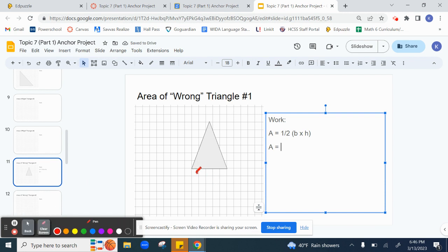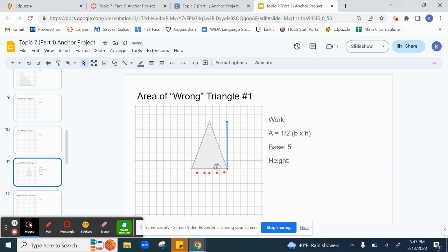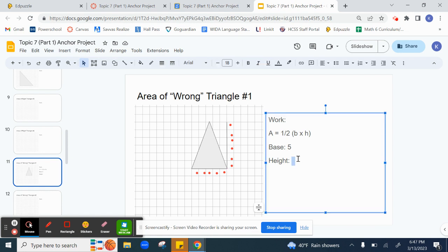Our base at the bottom is 1, 2, 3, 4, 5 units. So our base is 5. Now let's count our height. First, I need to make a height line, though, because we need to make a right angle. Remember, a height makes a straight line or a right angle. So we're going to put a height line from the bottom up to the top. Now let's count our height line. 1, 2, 3, 4, 5, 6. So our height is 6.